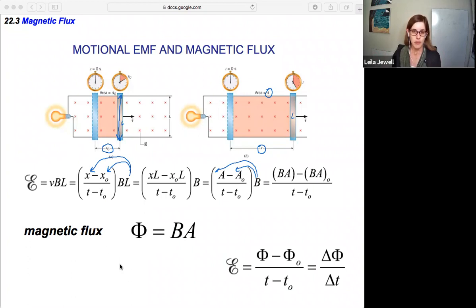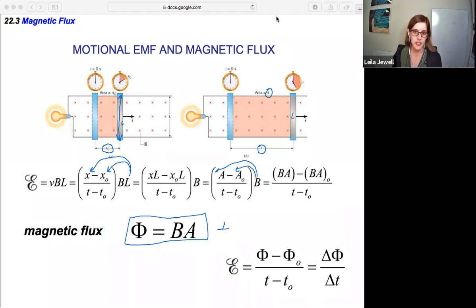With this idea of magnetic flux, we could write our EMF as the final magnetic flux minus the initial magnetic flux divided by the time, or as the change in magnetic flux divided by the time. This is something that's going to reappear in Faraday's law in a more rigorous form. For now, though, we want to focus a little bit more on this idea of magnetic flux. And I mentioned offhand that it's equal to the magnetic field times the area when the two of them are perpendicular to each other. But what about when they aren't perfectly perpendicular?